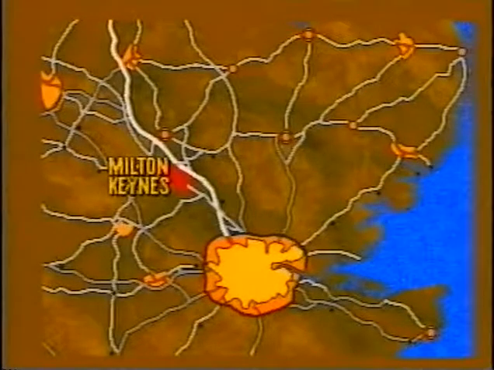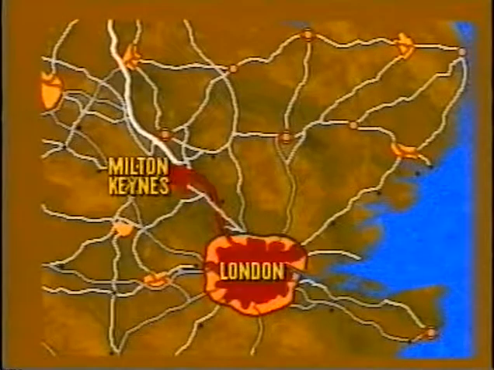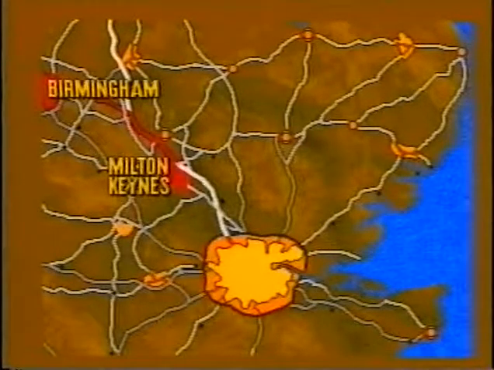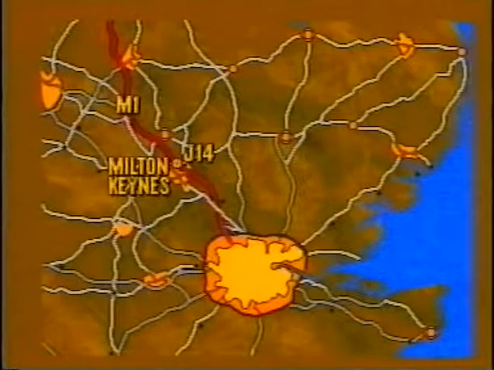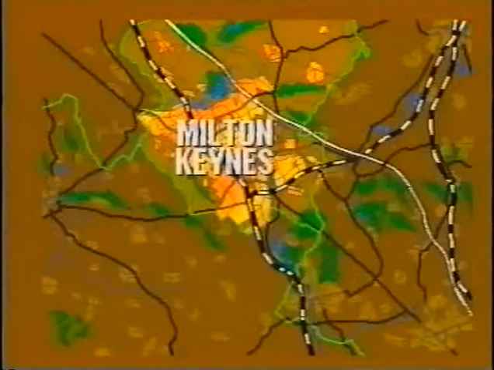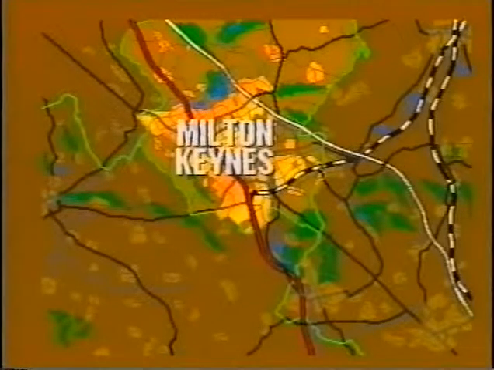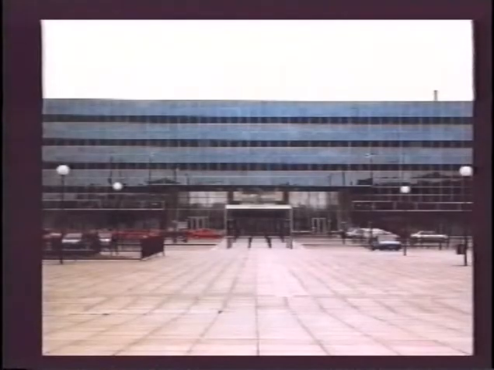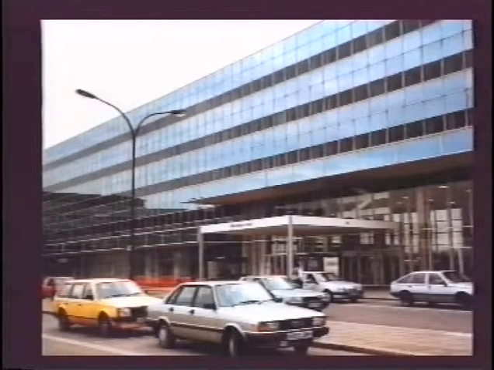Milton Keynes is strategically placed between London, which is approximately 50 miles due south, and Birmingham, which is 65 miles due north. It is directly beside the M1 on junctions 13 and 14. It is also on the intercity railway line from Euston to Birmingham, Manchester and Glasgow. The Milton Keynes railway station is very accessible, being no more than a mile from the city centre.